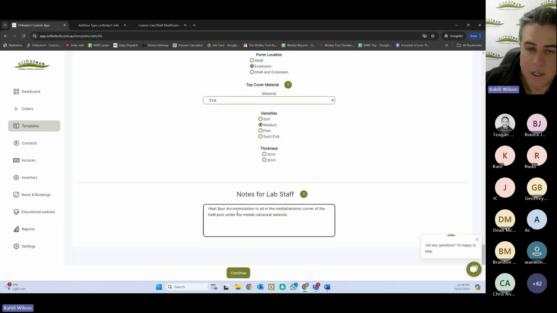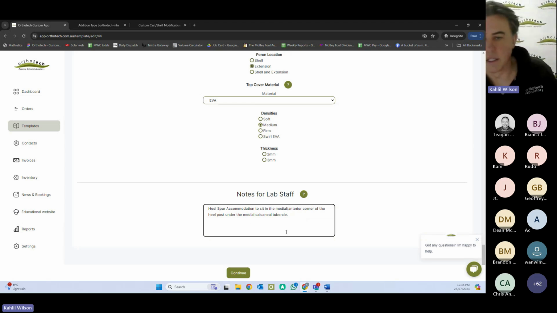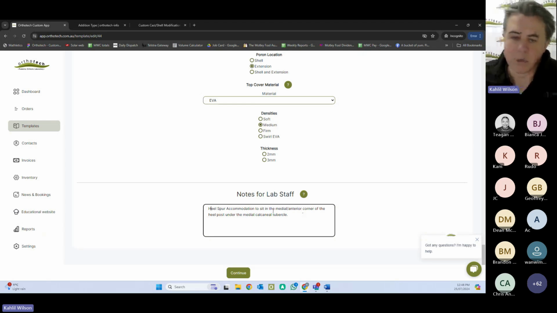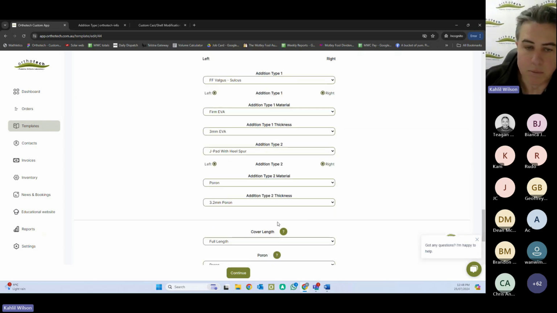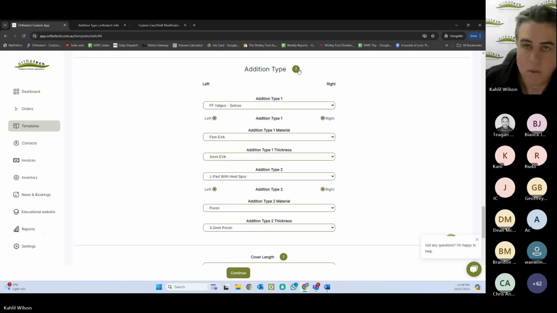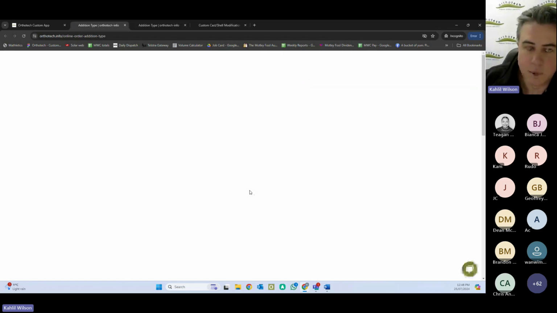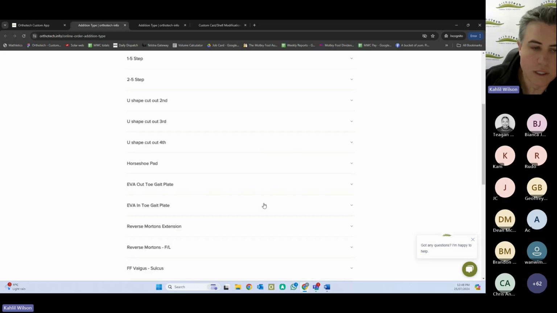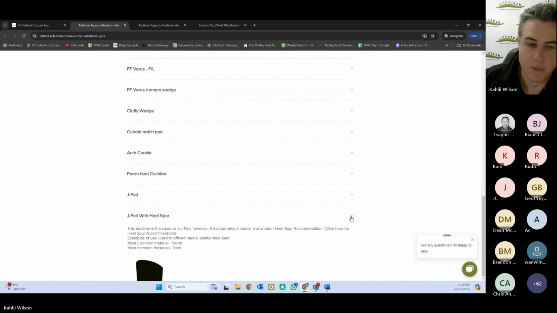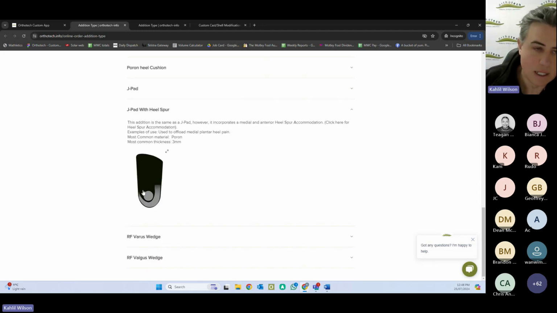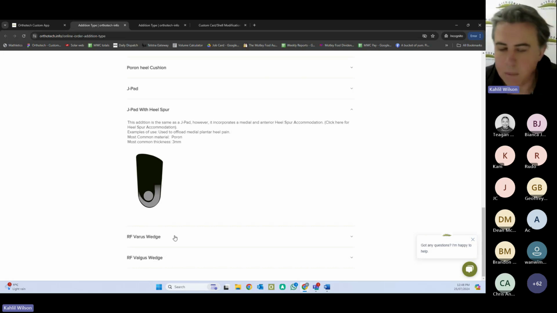But then I'll put here heel spur accommodation to sit in the medial anterior corner of the heel post underneath the medial calcaneal tubercle. So again, going back to this picture with the J-pad, all we'd be doing is moving it from where it is here into that corner there and creating that soft spot beneath the tender area of the foot.